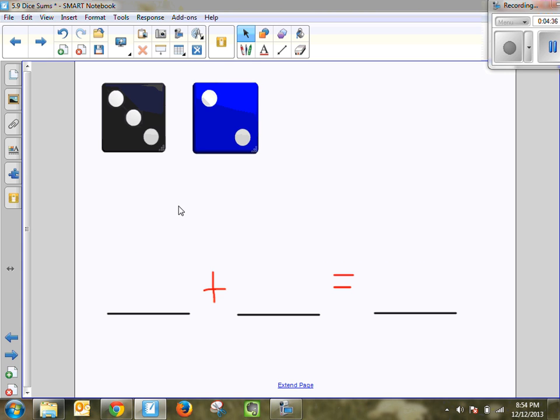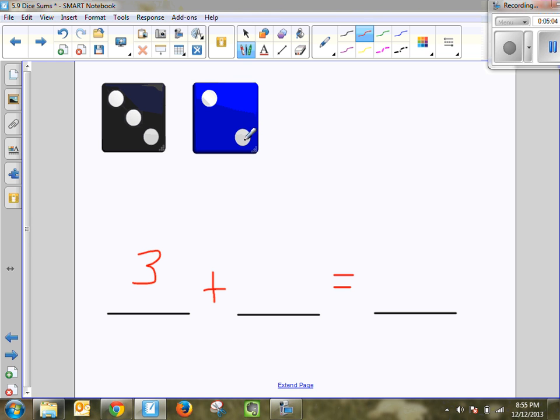So let's get practicing with some dice. Now this is going to be something that you guys will be doing in small group with me, where we get to roll some dice and we're going to work with adding some numbers on the dice. Now if I go ahead and show you the dice that I have here, I've got a black dice and I've got a blue dice here. So what I'm going to do is I'm going to go ahead and count how many dots are on this black die. So 1, 2, 3. So I'm going to write that number 3 here. And I'm going to look at how many dots are on this blue die.